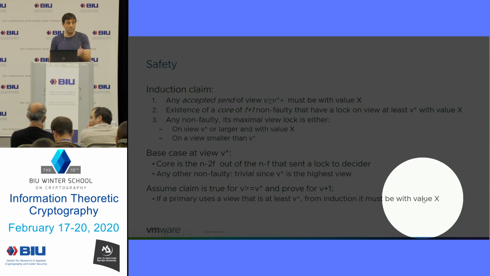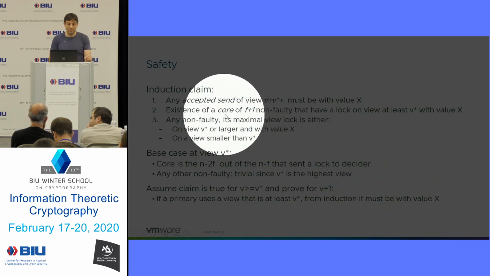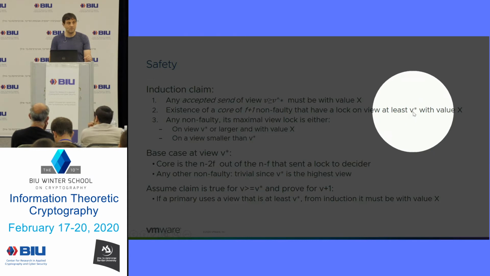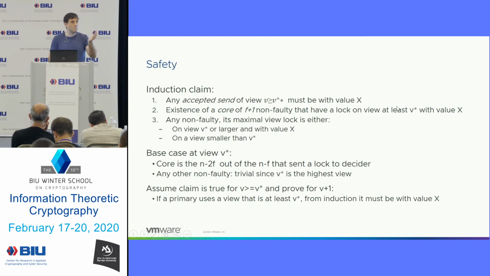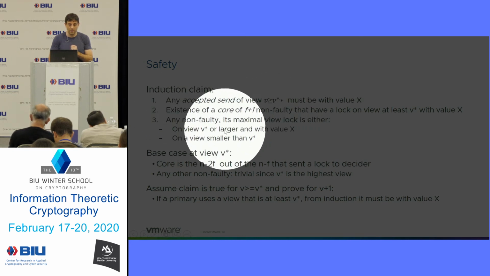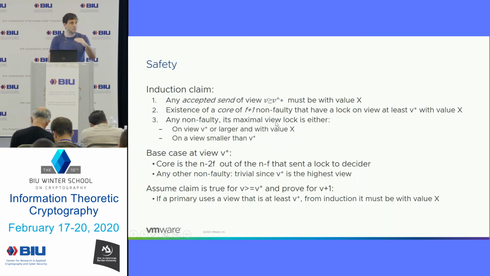And so indeed, this primary might cause decision, it might cause locking, but if it does cause locking, this core will still be locked on the value x, but maybe the lock will be, instead of V star, on view V plus 1. So we might increase our locks, but we keep the same value. And similarly, for property 3, either a non-faulty doesn't see this value, or it gets locked but it gets locked on a value x. So again, these three statements of induction hold.